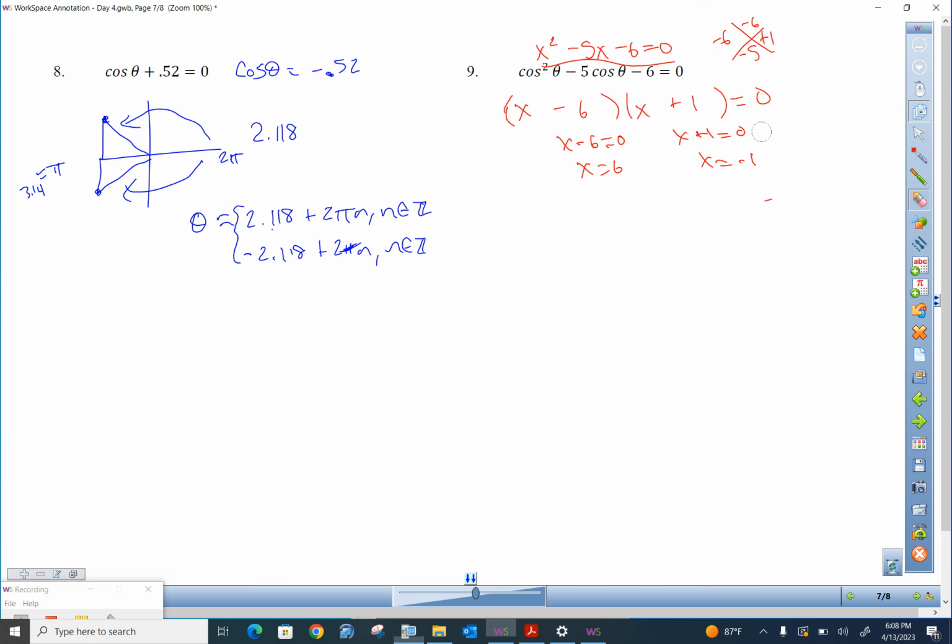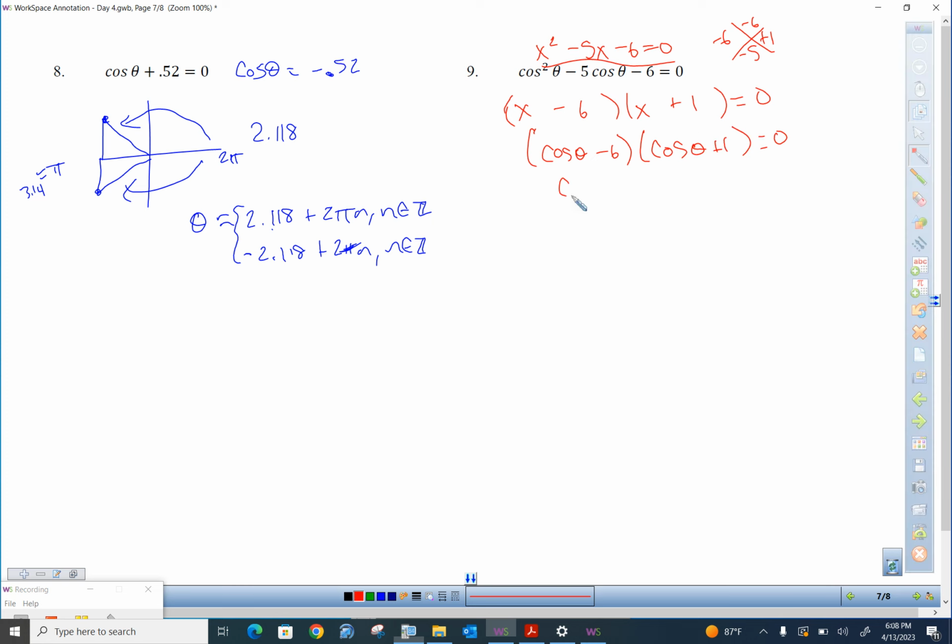And in fact, I usually don't even wait till that point. I just write it at this point. We're saying cosine minus 6 and cosine plus 1 equals 0. So this says cosine equals 6 and cosine equals negative 1. The reason I substitute back at that point is it's telling me my answer is not 6 and negative 1. That's the cosine of my answer. So I need to still find the angle.